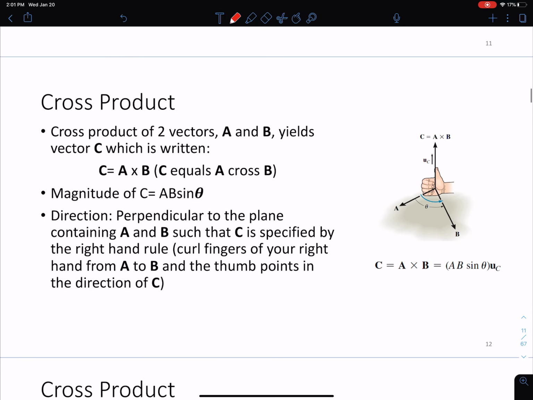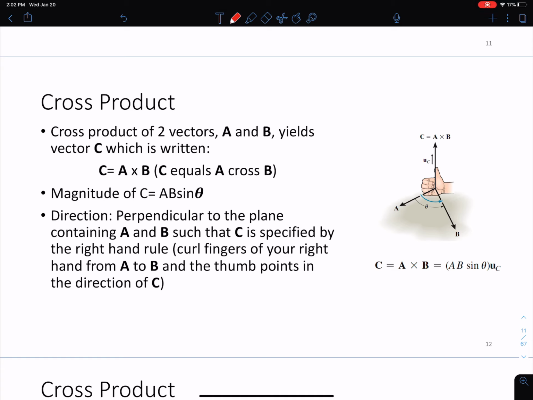So one mathematical concept that we're going to use to figure out our moments is the cross product. We'll also talk about the dot product, but the cross product is basically the multiplication of two vectors. Here's an example: vector C is equal to vector A cross vector B. The magnitude of C, the actual scalar quantity, would just be the magnitude of A times the magnitude of B times the sine of the angle between the two vectors we're multiplying.